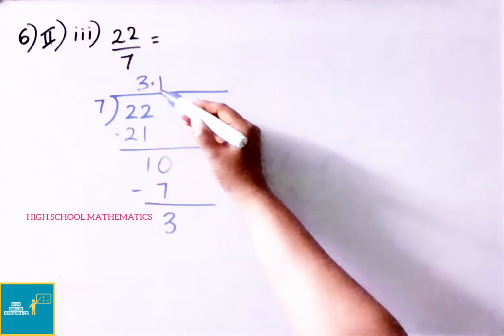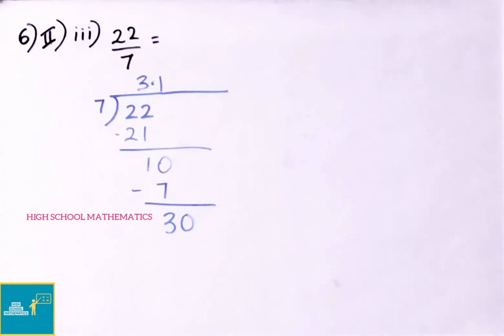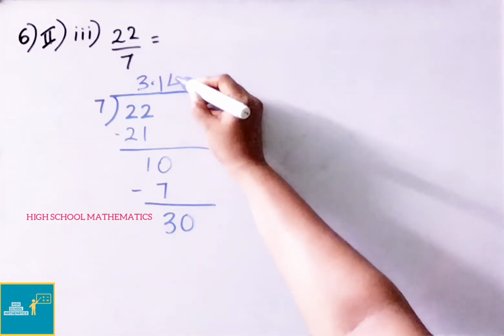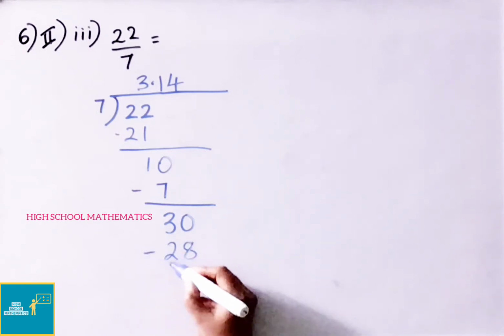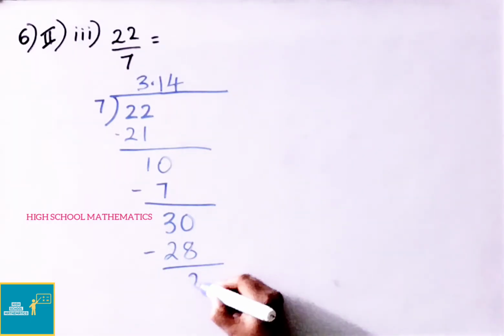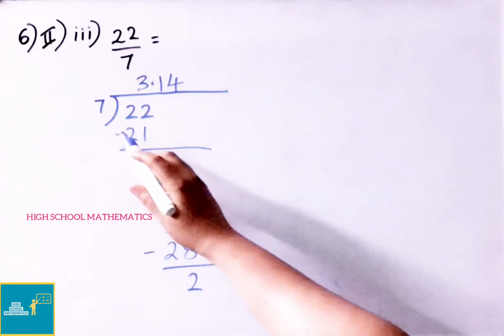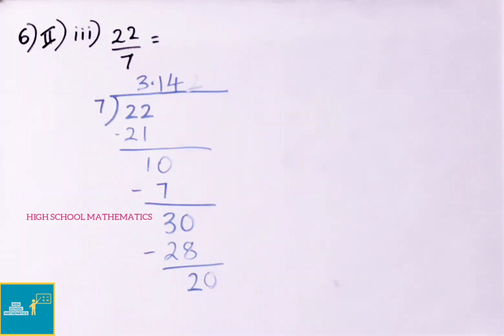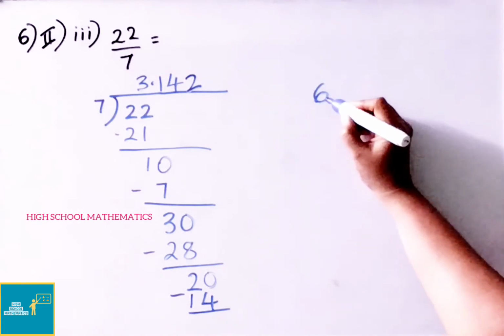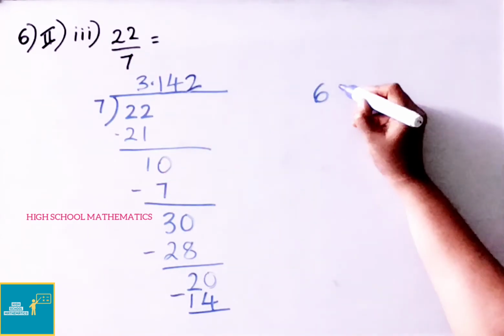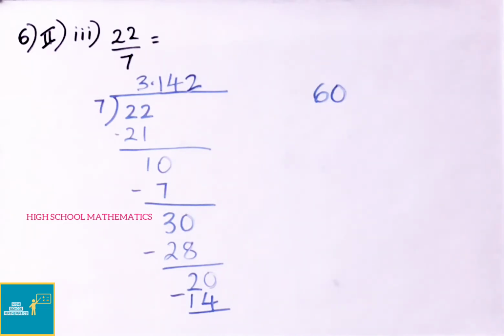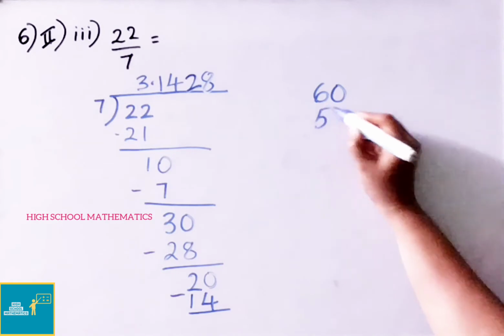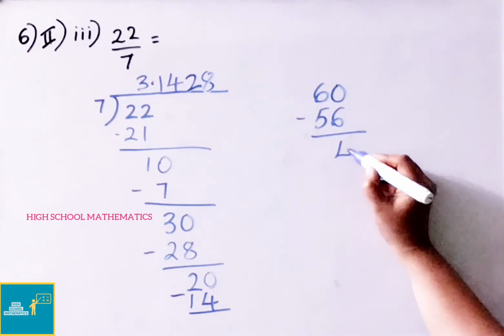3 is less than 7, decimal is there, add a 0, now the number is 30. 7 table, 4 times 28, write down 4 times 28. See now 30 minus 28, we get remainder 2. Here this 2 is less than 7, decimal is there, add a 0 now, now the number is 20. 7 table, 2 times it is 14. 20 minus 14, we get a remainder 6. This 6 is less than 7, so add a 0, now the number is 60. 7 table, 8 times 56. 60 minus 56, we get remainder 4.